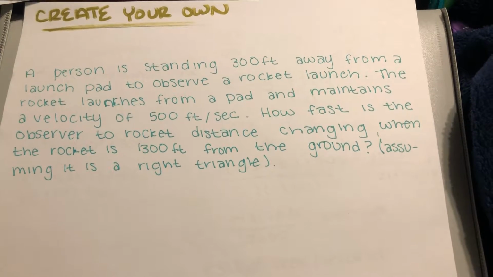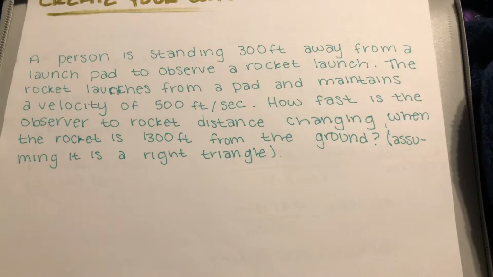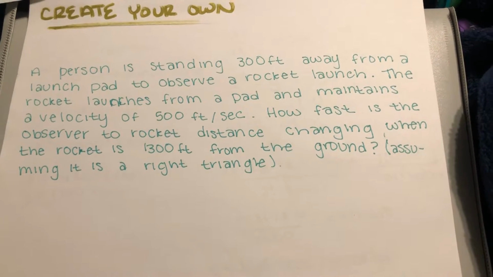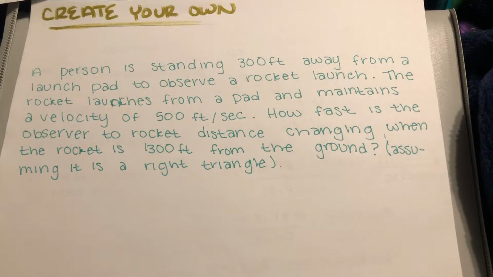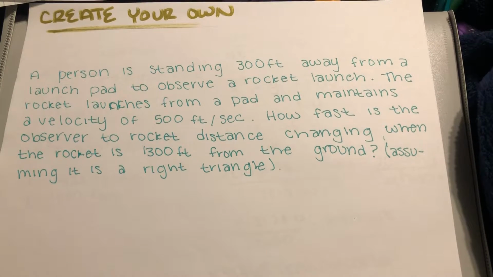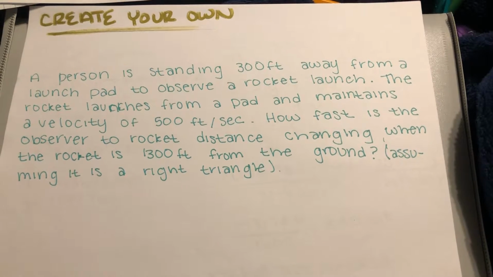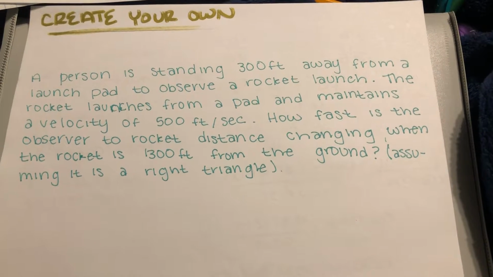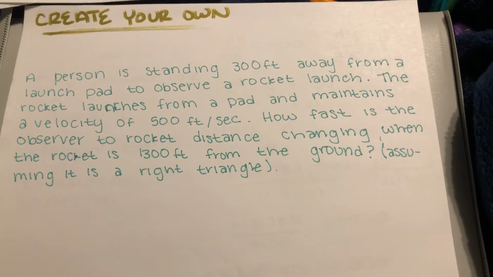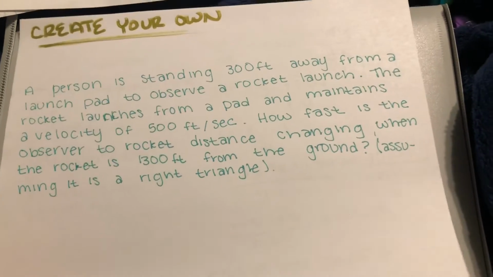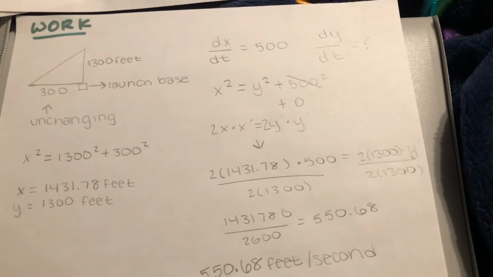A person is standing 300 feet away from a launch pad, which is way too close, you will die, to observe a rocket launch. The rocket launches from a pad and maintains a velocity of 500 feet per second. How fast is the observer to rocket distance changing when the rocket is 1,300 feet from the ground, assuming it is a right triangle?